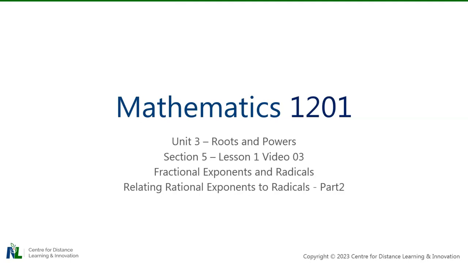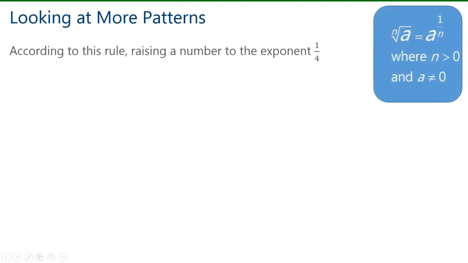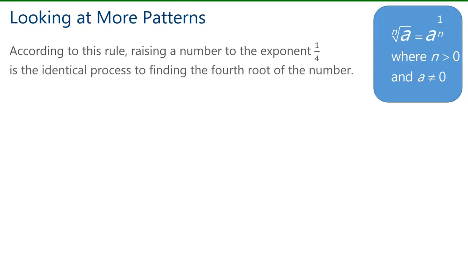In this video, we will be doing part 2 of relating rational exponents to radicals. Let's look at more patterns. According to the rule on the right, raising a number to the exponent 1/4 is the identical process to finding the fourth root of the number. In other words, the fourth root of x equals x to the exponent 1/4.